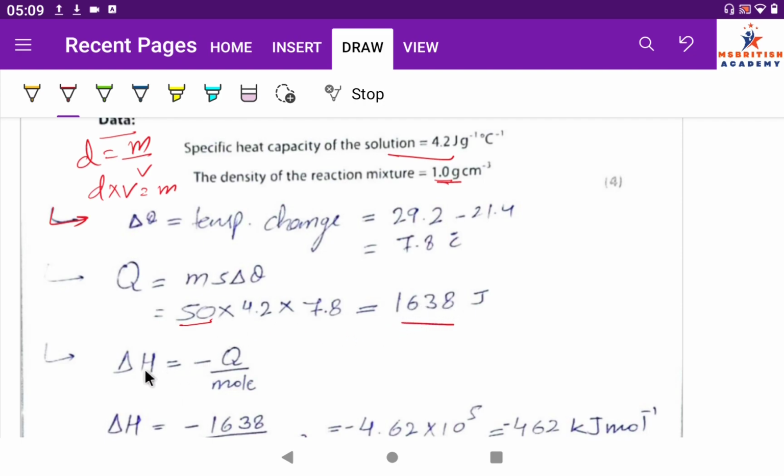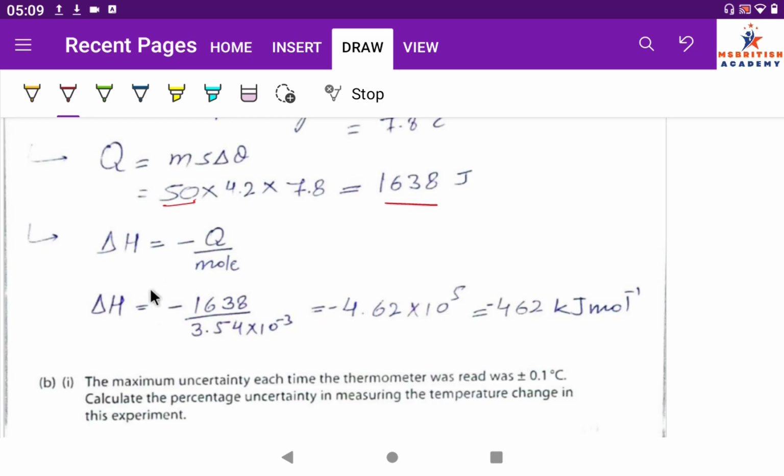Now for finding the enthalpy, you have the formula delta H is equal to minus Q upon number of moles. So delta H is equal to minus 1638 divided by 3.54 times 10 raised to minus 3, and after solving this you will get minus 462 kilojoules per mole.